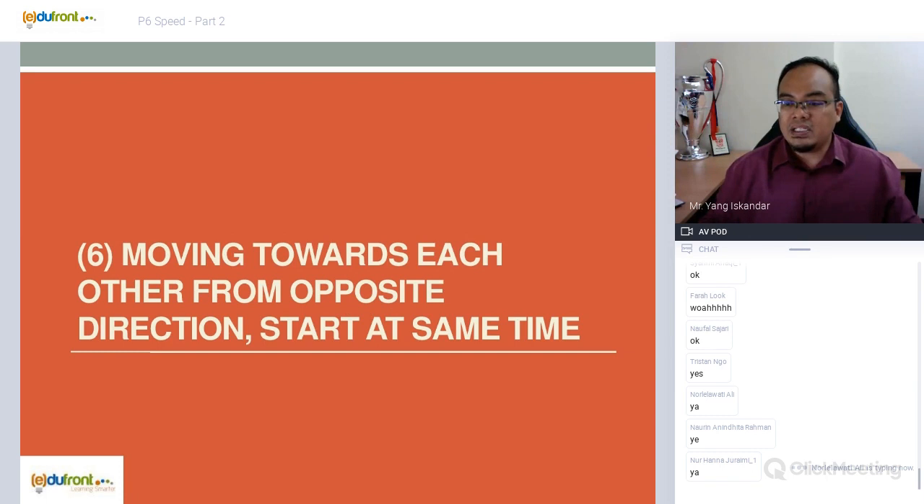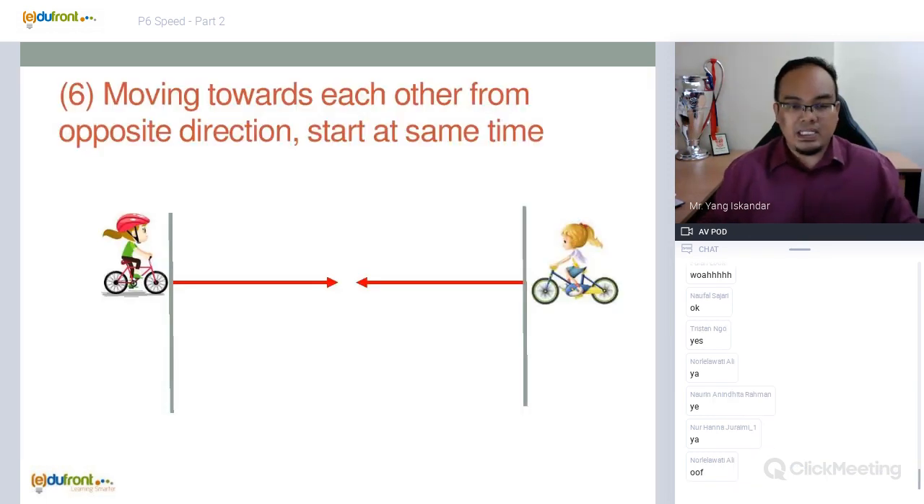I have a little illustration for you to show what I mean by this. Let's say you have these two girls cycling, and they are moving towards each other and starting at the same time. Maybe they start at 10 a.m. in the morning, cycling towards each other. This is one type of question that is quite common in the exam.